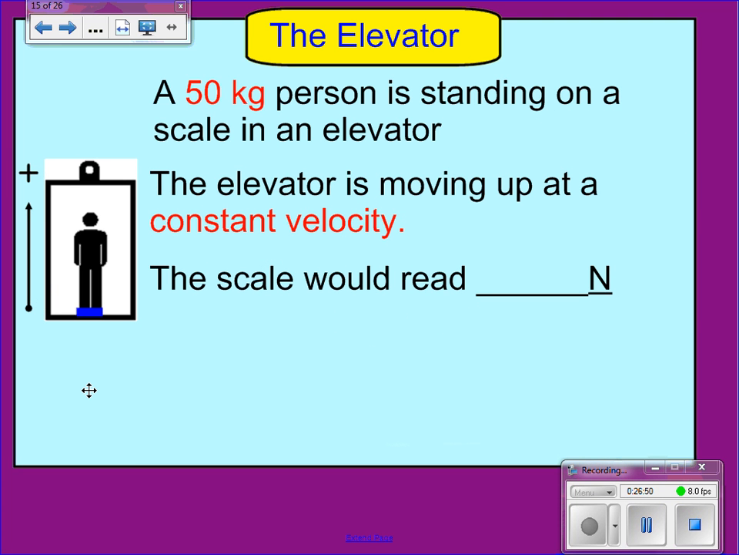Okay, let's look at this. Now you're in motion. A 50-kilogram person standing on a scale in an elevator. The elevator is moving up at a constant velocity. Key thing there is that we're going constant velocity, so I think equilibrium.